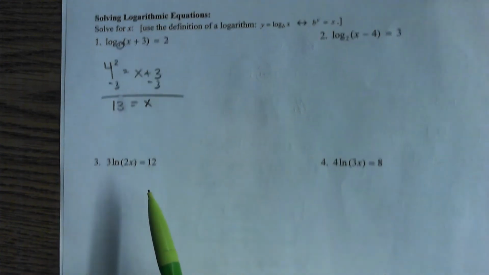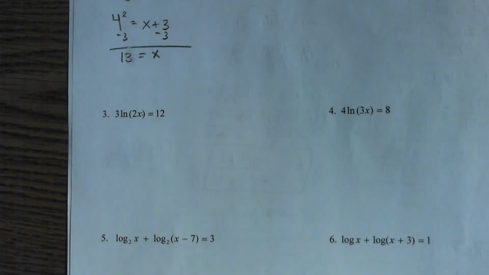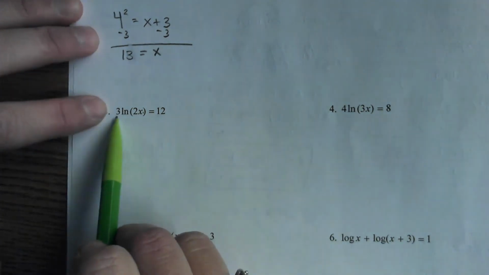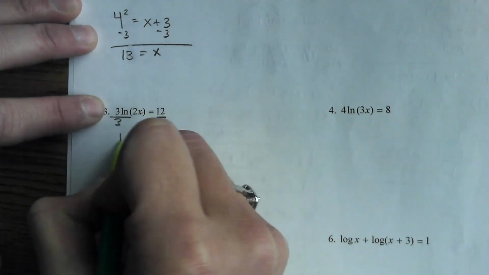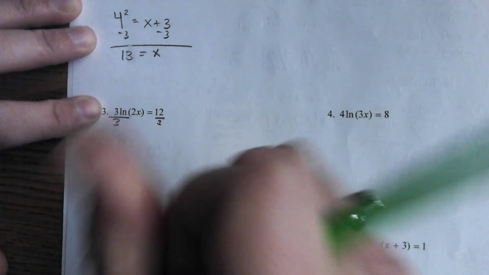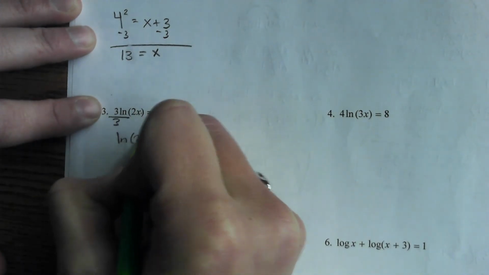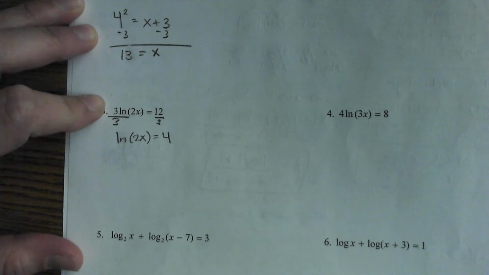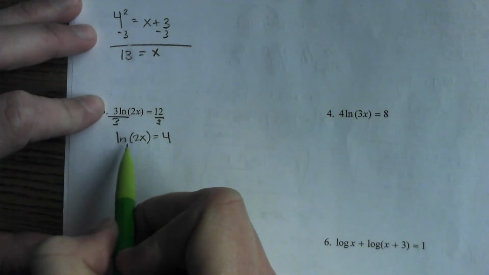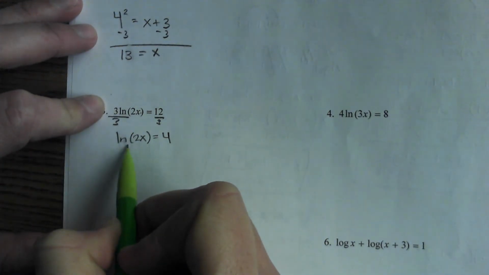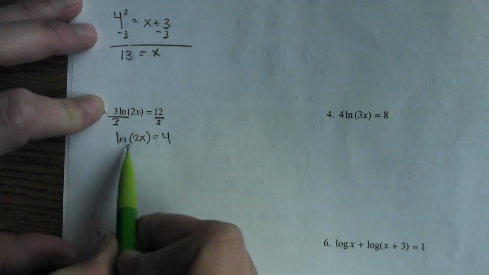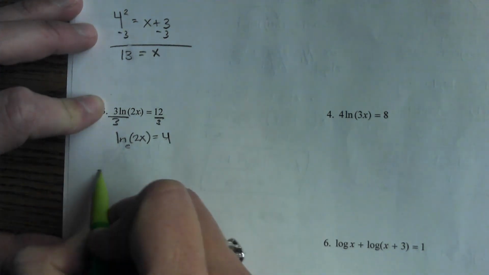So jump to 3. In 3, the log is not isolated yet. You've got the log of 2x, but there's something in front of it that we need to get rid of first. So we get rid of the 3 by doing what? Division. You get natural log of 2x equals 4. And then, so if we're translating out of this, what's technically the base of the natural log? Of the natural log, e. So that's e to the 4th power equals 2x.